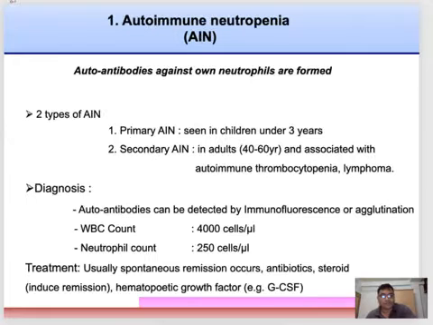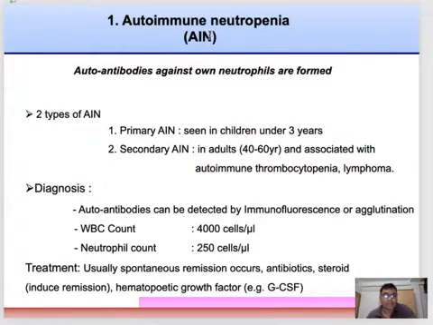First, let's talk about autoimmune neutropenia. In this case, autoantibodies against the body's own neutrophils are formed, and there are two types: primary AIN and secondary AIN. Primary AIN is usually seen in children under 3 years. Secondary AIN mainly occurs in adults aged around 40 to 60 years, and is associated with autoimmune thrombocytopenia and lymphoma.